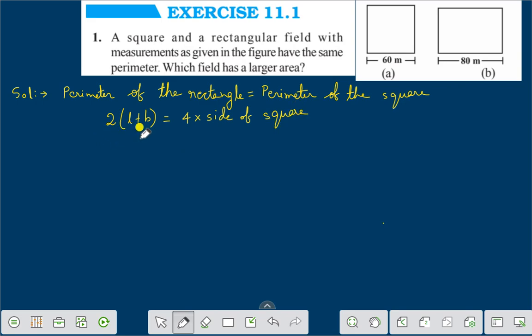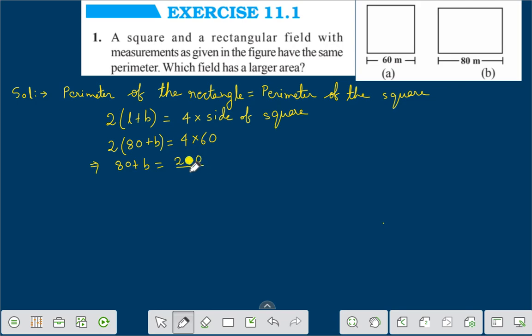Now 2 into length plus breadth. This is length, this is breadth. It is given that the length is 80 meter, and let the breadth be b. Then 2 into 80 plus b is equal to 4 into side of a square. The side of the square is 60 meter. Therefore we are getting 2 into 80 plus b is equal to 240.